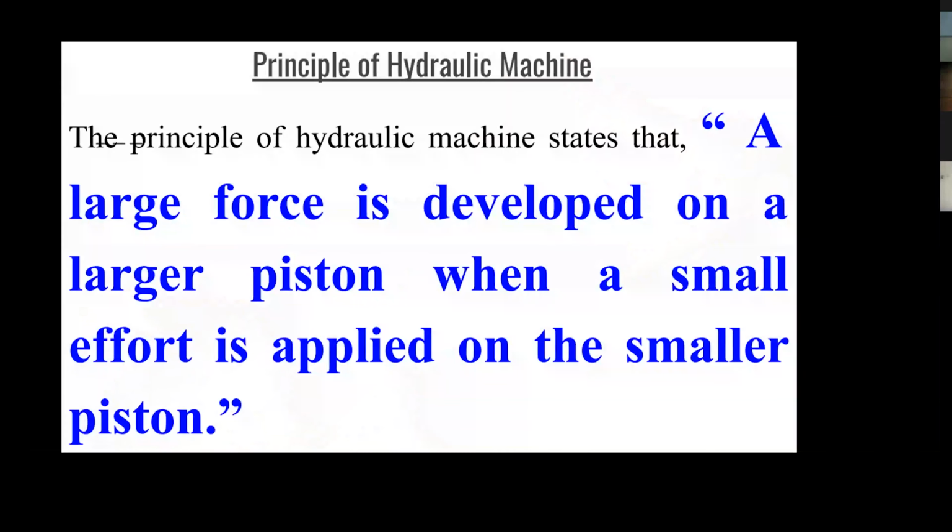Let's begin today's class with the solution of numerical questions. I would like to start from the same question which we were discussing in the last class. This is the principle of hydraulic machine, which tells that a large force is produced on a large area, even though we apply less force on a small piston.